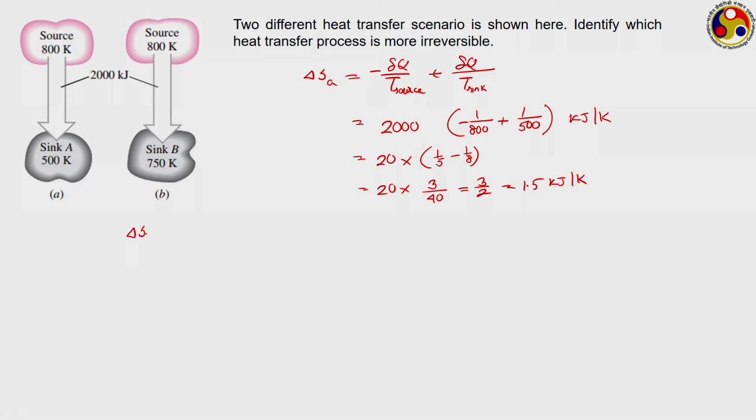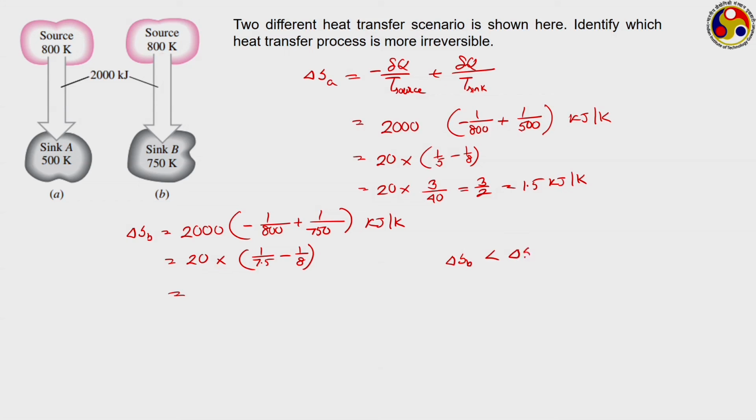Now, in case B, delta S B will follow the same principle, 2000 kilojoule of energy is being exchanged. Source temperature is the same, minus 1 by 800, but sink temperature is now 750 Kelvin. So, kilojoule per Kelvin. Taking it common, it is 1 by 7.5 minus 1 by 8. Please calculate this, I do not have a calculator with me now, but surely you will see that the value will be lesser than the previous case, that is, you are going to get delta S B less than delta S A.